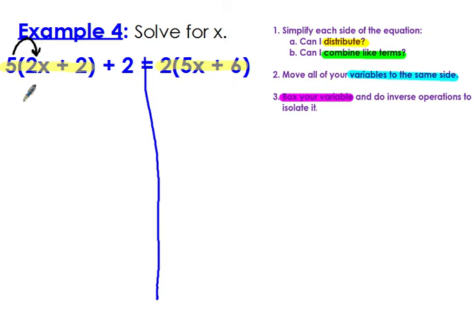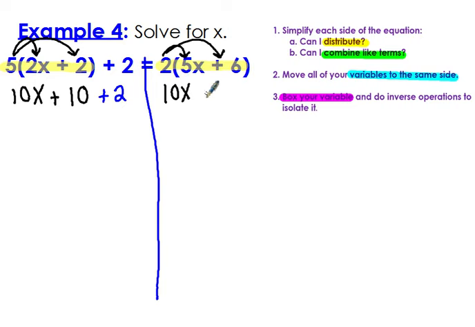5 times 2x is 10x. And 5 times positive 2 is a positive 10. Notice there's a plus 2 here that I didn't touch, so I need to make sure that I bring it down. I didn't multiply it times this 2 because it wasn't inside the parentheses. The other side, 2 times 5x is 10x again, and 2 times 6 is a positive 12.